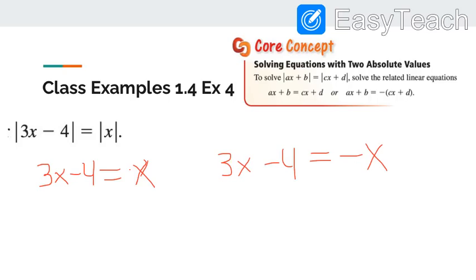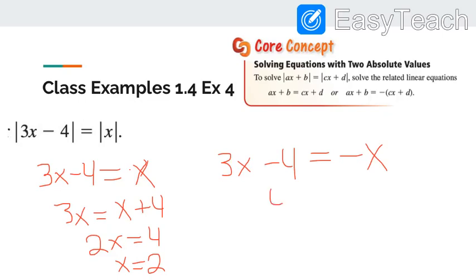I can add 4 to the other side, so I'd have 3x equals x plus 4, subtract the x, so I'd be left with 2x equals 4, so x is going to be equal to 2. Then my other one here, I would add 4 as well, and I would add the x over, so I'd be left with 4x equals 4. And again, that's just from going plus 4 this way, plus x this way. And then I divide both sides by 4, so I get x is equal to 1.